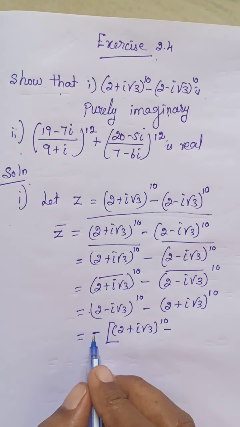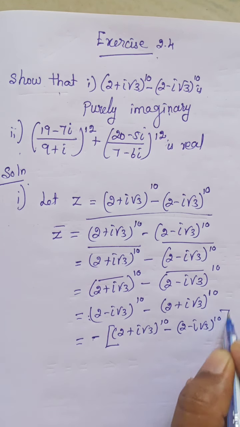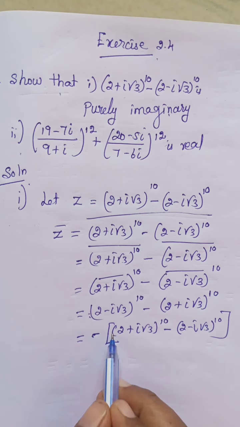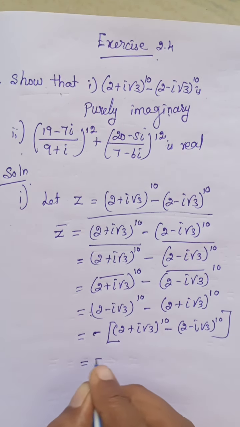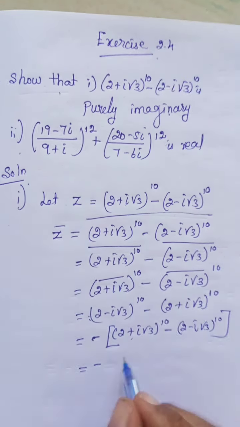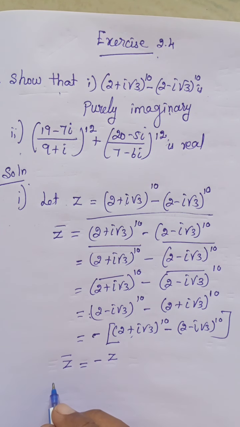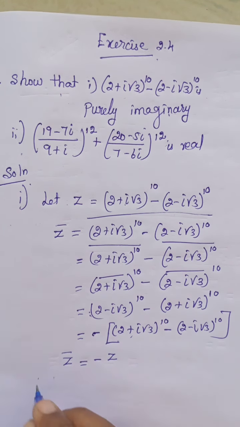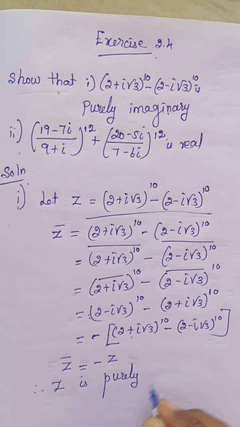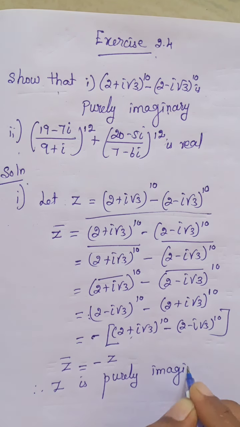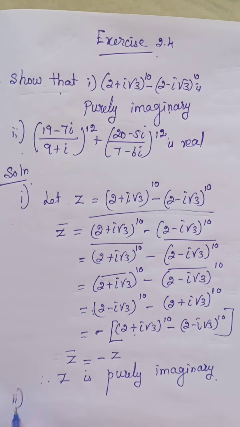Since we have taken a minus outside, the other term becomes negative. Now multiply and check it. Minus into minus gives plus, so (2 - i√3)^10 with a minus sign in front. This is what we took as z. So we have got z bar equal to minus z. Therefore, we can write that z is purely imaginary. Is that clear?